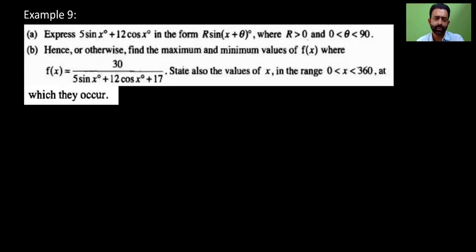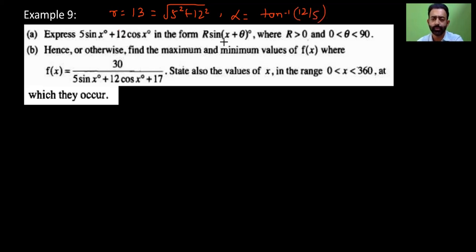Likewise, let us see another example, example 9. Again we have to express 5 sin x plus 12 cos x. Let us do this quickly: the value of a is 5, the value of b is 12, and we have to express this in just sine form. So the value of r will be the square root of 5 square plus 12 square, which is 169, so this is 13, and the value of alpha will be tan inverse 12 by 5.